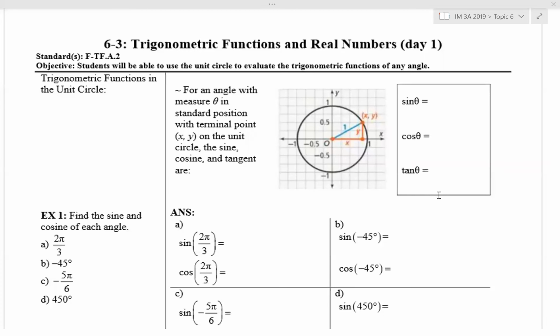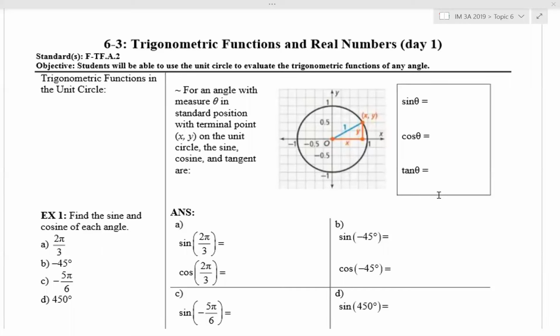Okay, so today we are going over lesson 6.3, which is trig functions and real numbers. So we will look at something today where we're using the unit circle. So yesterday we went through and used the special right triangles and what we knew about degrees and radians to fill in the unit circle with each of the degree measures, each of the radian measures, and then each of the points on the circle for those angles.